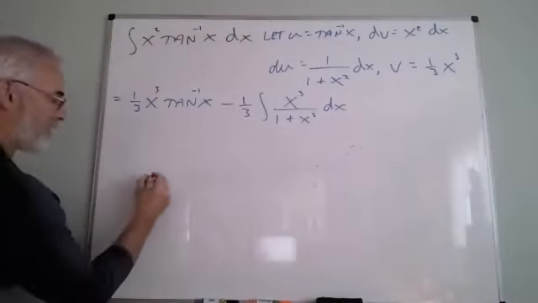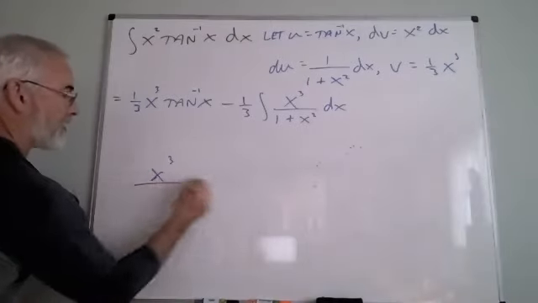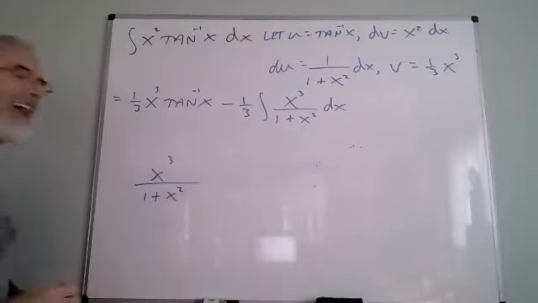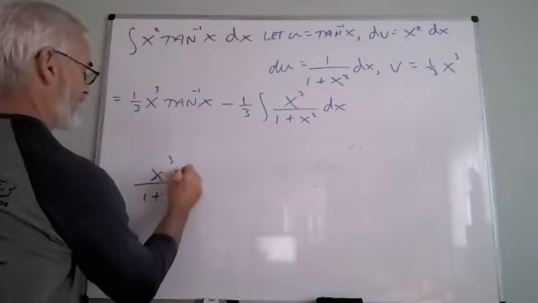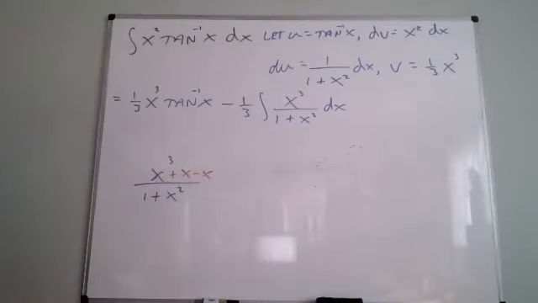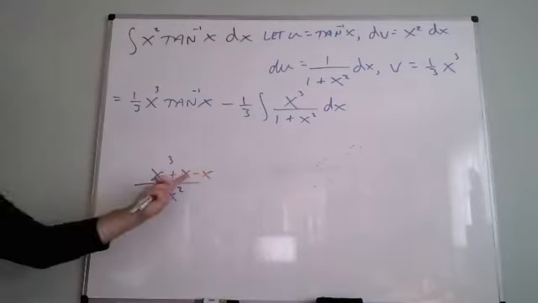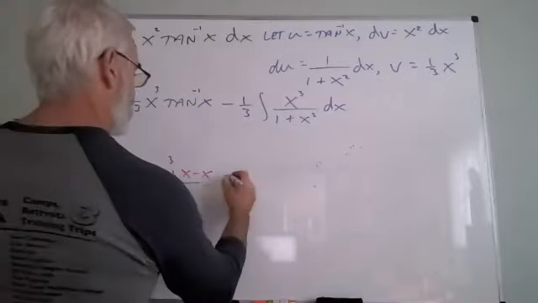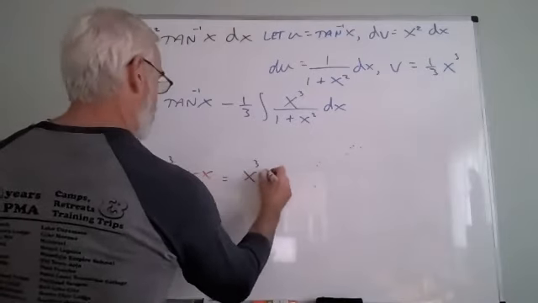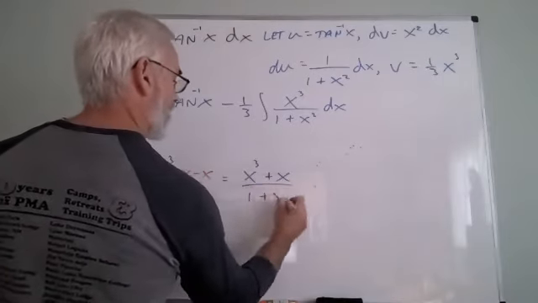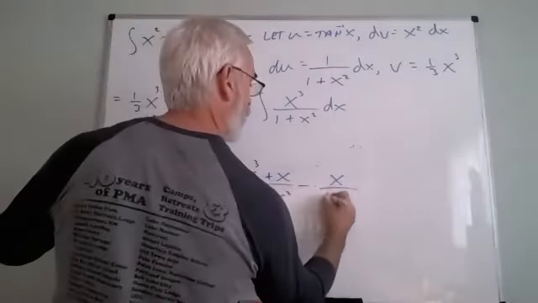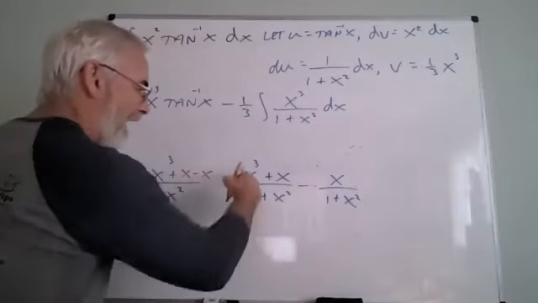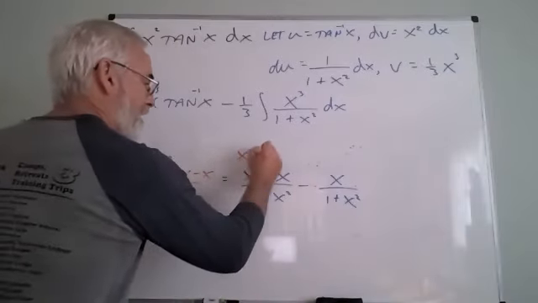But what if I add and subtract x to the numerator? In other words, what if I do this? And the reason this is always legal is I'm essentially adding 0. You say, well, why would I want to do such a crazy thing as that? Because now my numerator would be x cubed plus x over 1 plus x squared minus x over 1 plus x squared. And this term right here, I can factor an x out.